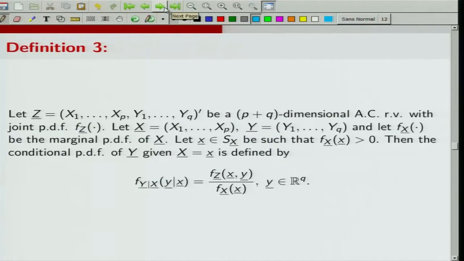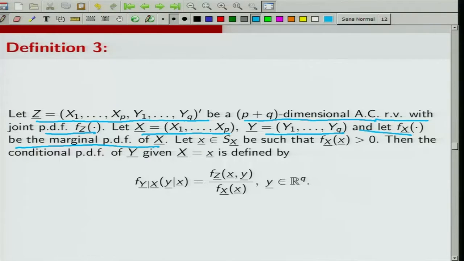Now we are in a position to give the definition of conditional PDF or conditional distribution. Let Z equal to x 1, x 2, x p, y 1, y 2, y q be a p plus q dimensional absolutely continuous random variable with joint PDF f z. Let x equal to x 1, x 2, x p, y equal to y 1, y 2, y q, and let f x be the marginal PDF of x. Now, let small x belonging to S x be such that f x x is positive. So, I am fixing this x 1, x 2, x p.